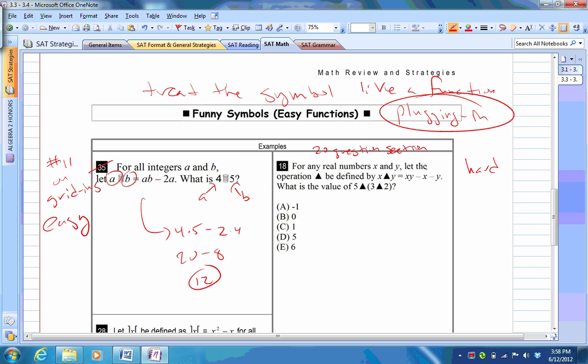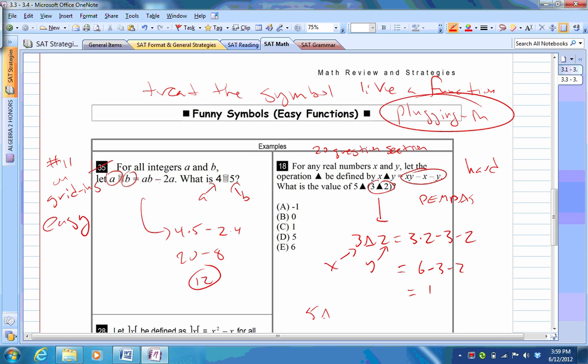So x triangle y means xy minus x minus y. So 5 triangle parentheses 3 triangle 2. Remember, you want to follow PEMDAS. So you got to do everything inside the parentheses first. So 3 triangle 2 will just be 3 times 2 minus 3 minus 2, since that is x, and that is y. And remember, the formula is xy minus x minus y. So they make up a formula. You just have to follow the formula that they make up. So you get 6 minus 3 minus 2. We get 1. But we're not out of the woods yet.